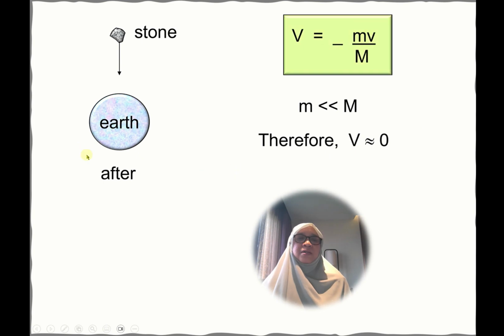So if you think of the logic, the earth is so big and the stone is so small. So when you drop the stone and the stone hits the earth, what happens? It doesn't have any effect on the earth. So, proven by the principle of conservation of momentum, the v is approaching 0, or in other words, the speed of the earth is 0. Okay, so that's the answer.